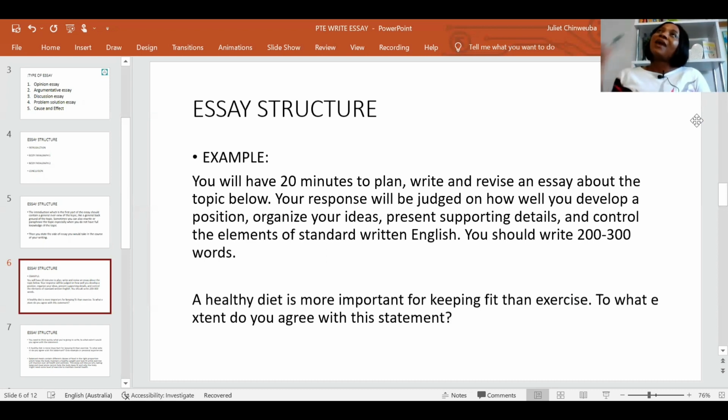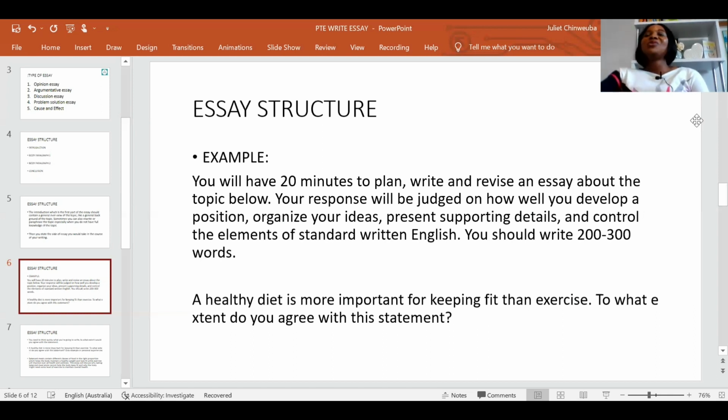Remember, you have to have coherence. Coherence is part of what they're looking out for, even in written discourse: how well you're able to flow from one point of the essay to the other. Now, your response will be judged on how well you develop a position, organize your ideas, and present supporting details. So it's not just developing a position or organizing your ideas. You would also have commensurate examples to support your essay. And you have to also control the elements of standard English language, whatever that means.